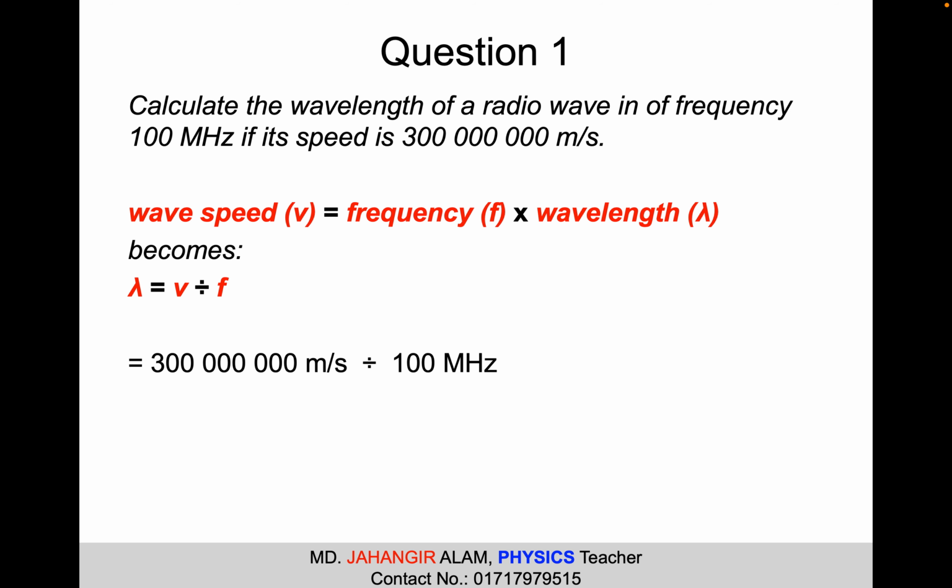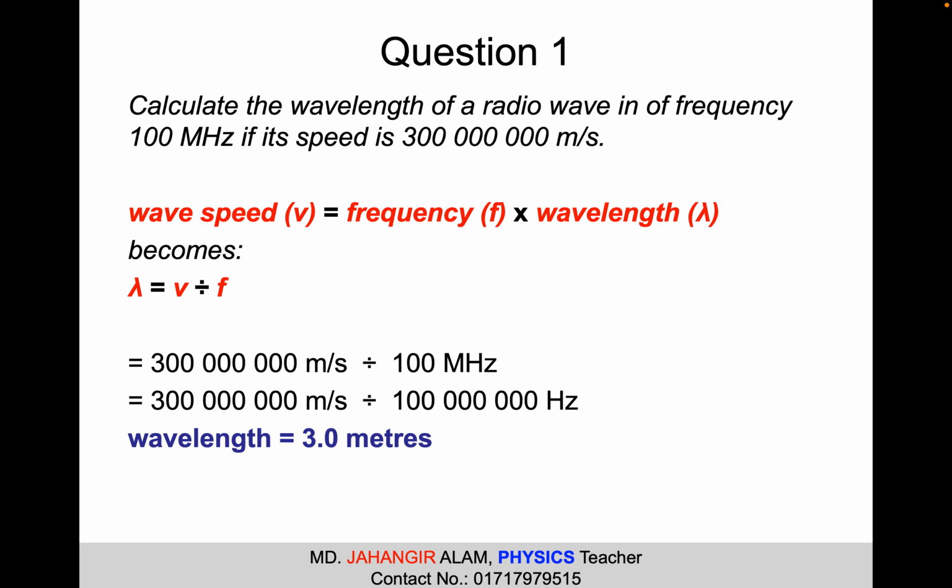So 3 × 10^8 meters per second divided by 100 megahertz, which is 1 × 10^8 hertz. Here 10 to the power 8 and 10 to the power 8 cancel. So the wavelength equals 3 meters.